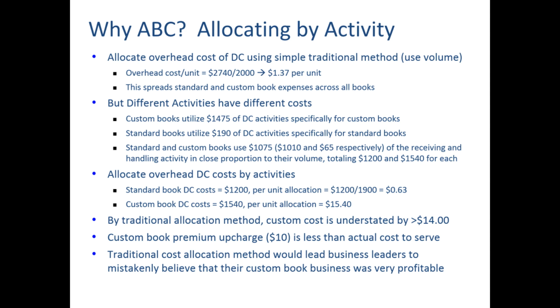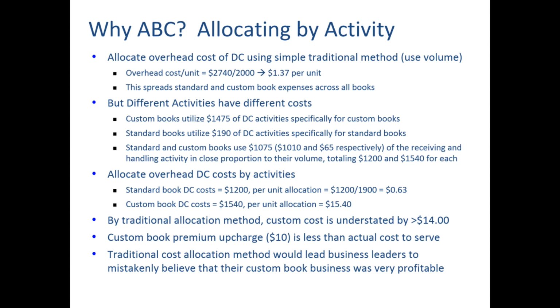We see the custom books use $1,475 of DC activities, specific for custom books, and $65 in pooled activities, meaning that custom book activities consume $1,540 in resources. Now, if we allocate those costs to the custom books, considering that there's 100 books, that results in a $15.40 per unit allocation for custom books. All right, so that means the overhead using an activity-based system would be allocated at $15.40.